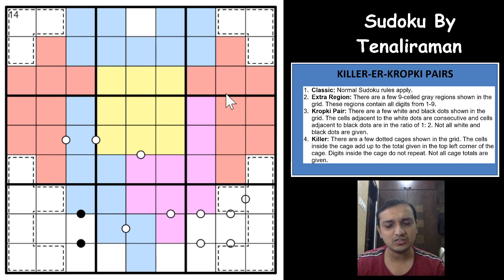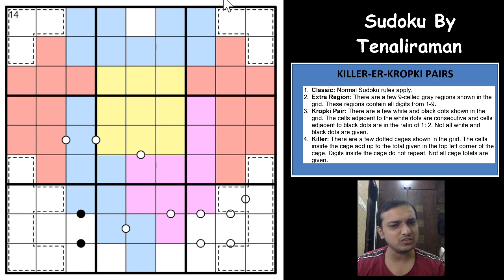The second variant is the killer cage. As you can see, there are killer cages here, and each cage will have distinct digits, and if there is a sum given at the top left of a cage, then that has to be the sum of the digits inside the cage. That is the second variant.